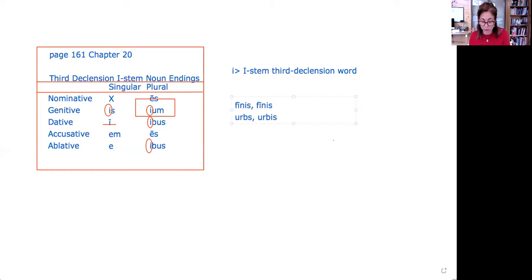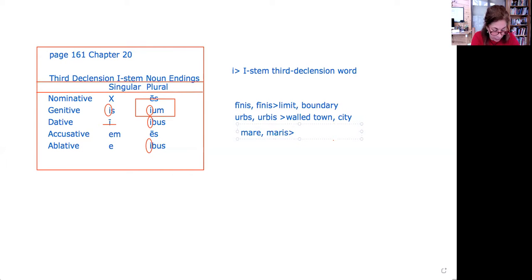Okay, and then let me just write this in, a limit or boundary is finis, and walled town or city is urbs. Okay, and then we're going to take a look at the 3rd rule, which is that neuter nouns whose nominative singular ends in AL, AR, or E, for example, mare, maris, are also I stem nouns.